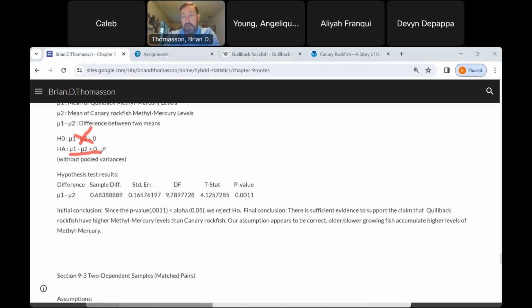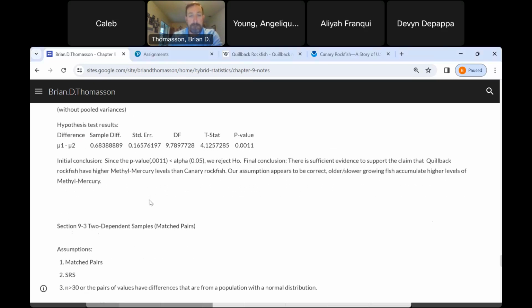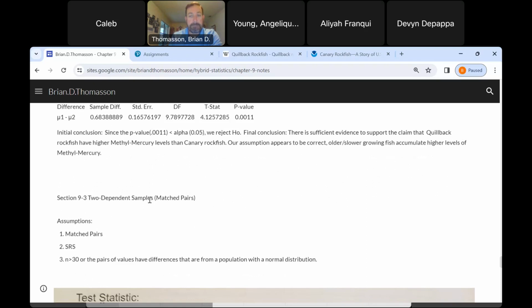So my conclusion was, that's great. Release the quillback and keep the canary. That way, we're not bringing methylmercury into our family's meals. So that was a great thing to learn for me. So any questions on that?